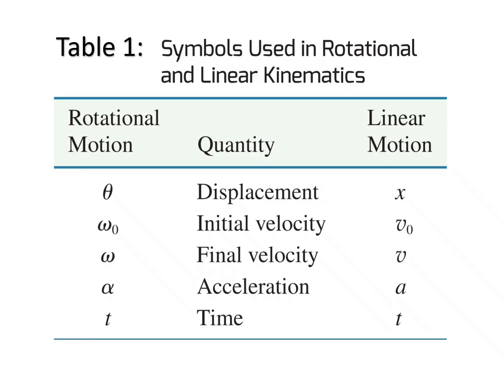This table is useful because it helps us translate between linear and rotational language. If you understand what a linear kinematics equation is doing, you can understand the rotational version by replacing the variables with their angular counterparts. The main difference is the unit. Angular displacement is measured in radians, angular velocity is radians per second, and angular acceleration is radians per second squared.